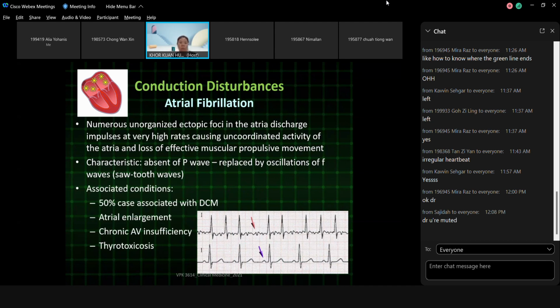Again, 50% of cases associated with DCM can show you this kind of ECG trace. The problem lies in the atrium, so atrial enlargement. If there's a problem with the AV valve and it gives you a backflow, then all this is stretched and they become very sick again. They can give you all these ectopic beats. And in cases of thyrotoxicosis, it can give you that as well. Okay, atrial fibrillation.